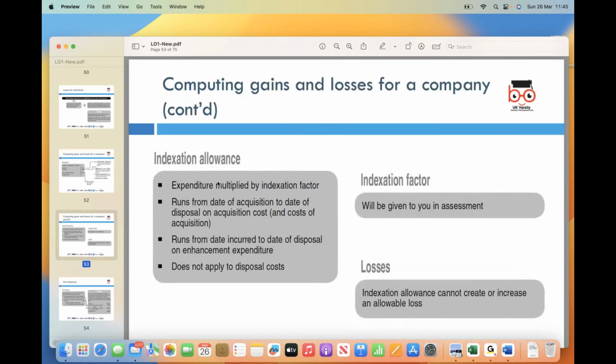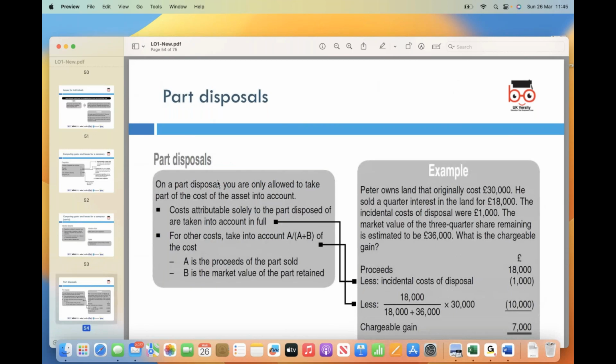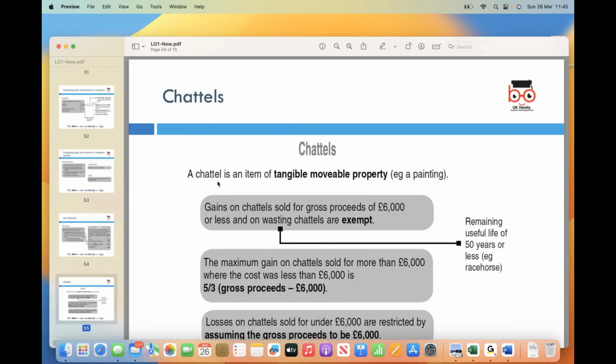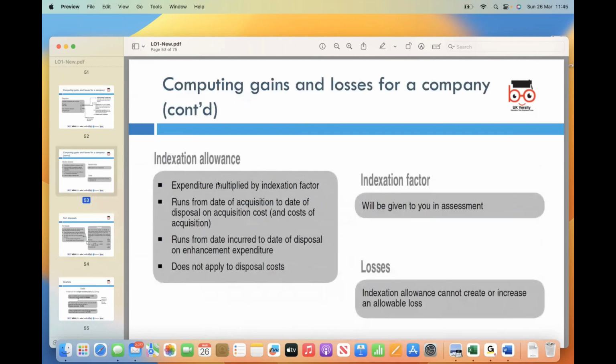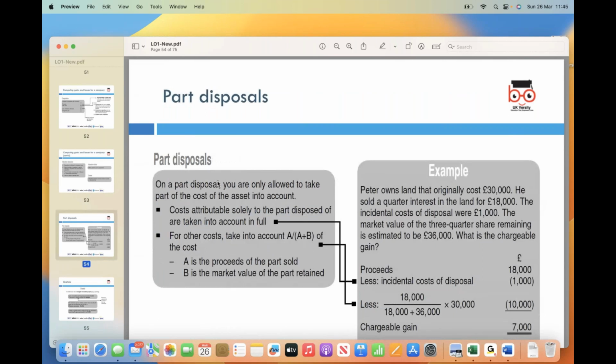So part disposal, and then computing gains and losses for a company. Indexation allowance is calculated by multiplying expenditure by the indexation factor. So then disposals, part disposals. When you make a part disposal of an asset, obviously it's a very basic thing.